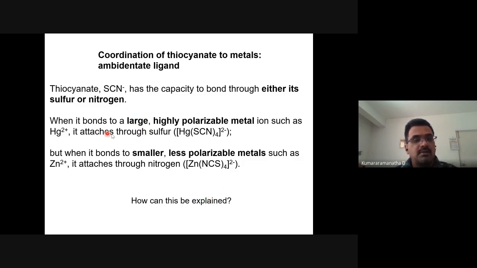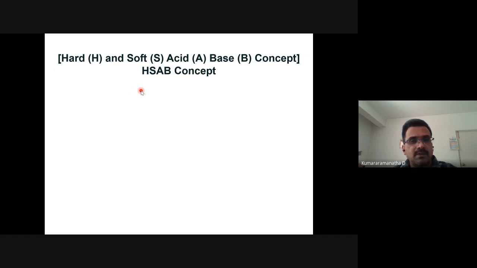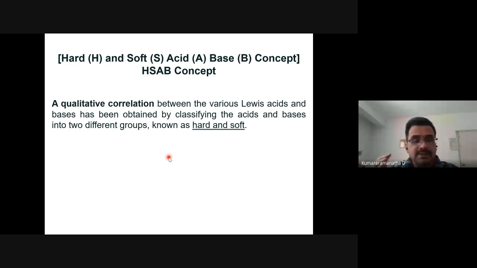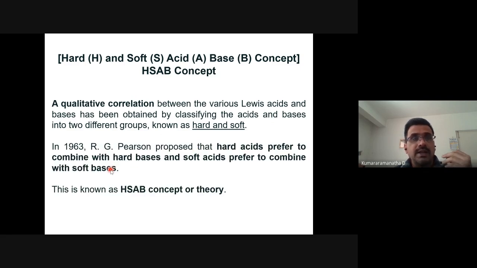It is based on large, polarizable metals like mercury and small, less polarizable metals like zinc. In order to explain all these observations, there is a concept called the HSAB concept. H refers to hard, S to soft, A to acid, and B to base. This concept gives a qualitative correlation with respect to Lewis acids and bases, which can be classified as hard and soft. In 1963, Pearson proposed this model where hard acids combine with hard bases, and soft acids combine with soft bases.